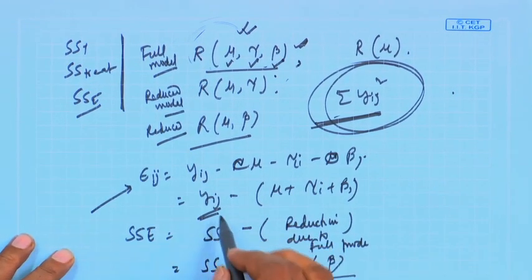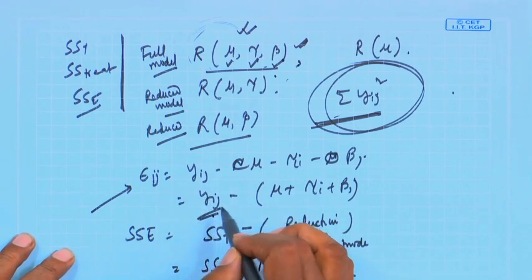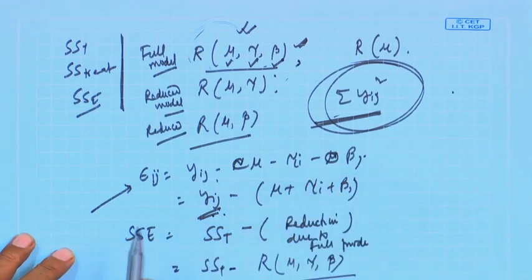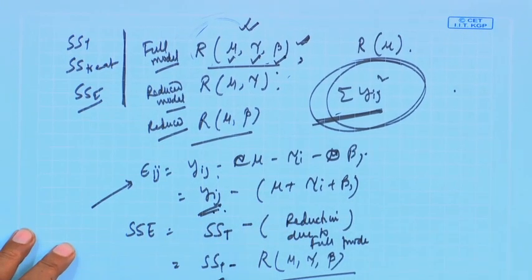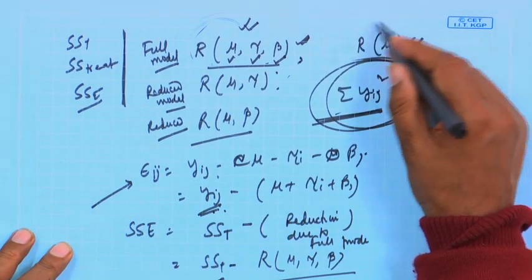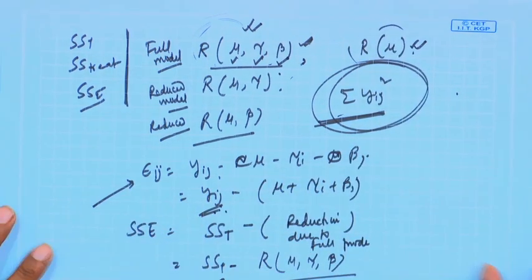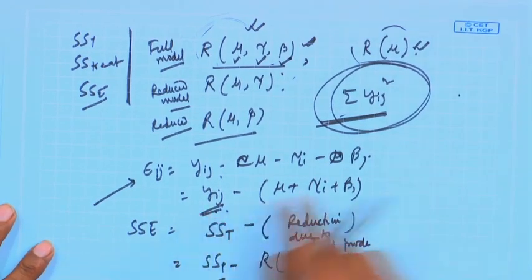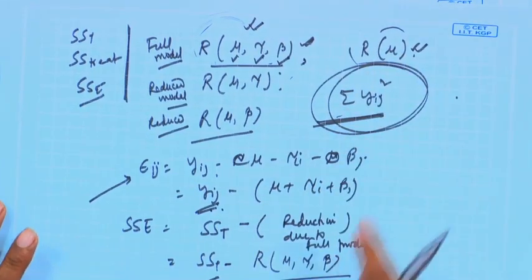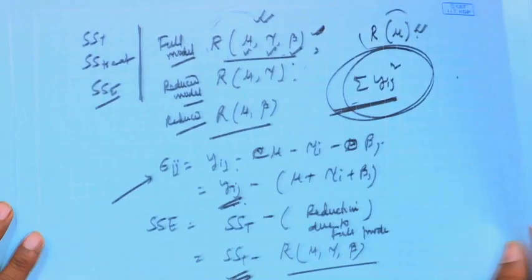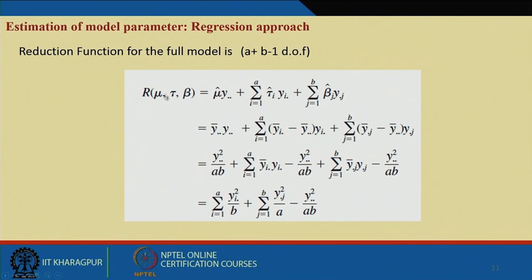Here I am saying that this is with reference to y_ij only, not y_ij minus y bar or mu. If you subtract this mean, you will get the other formula that we discussed earlier: sum of y_ij squared minus y dot dot squared by n. We discussed this part earlier also, but the approach is this. This is the reduction in variability from the full model.